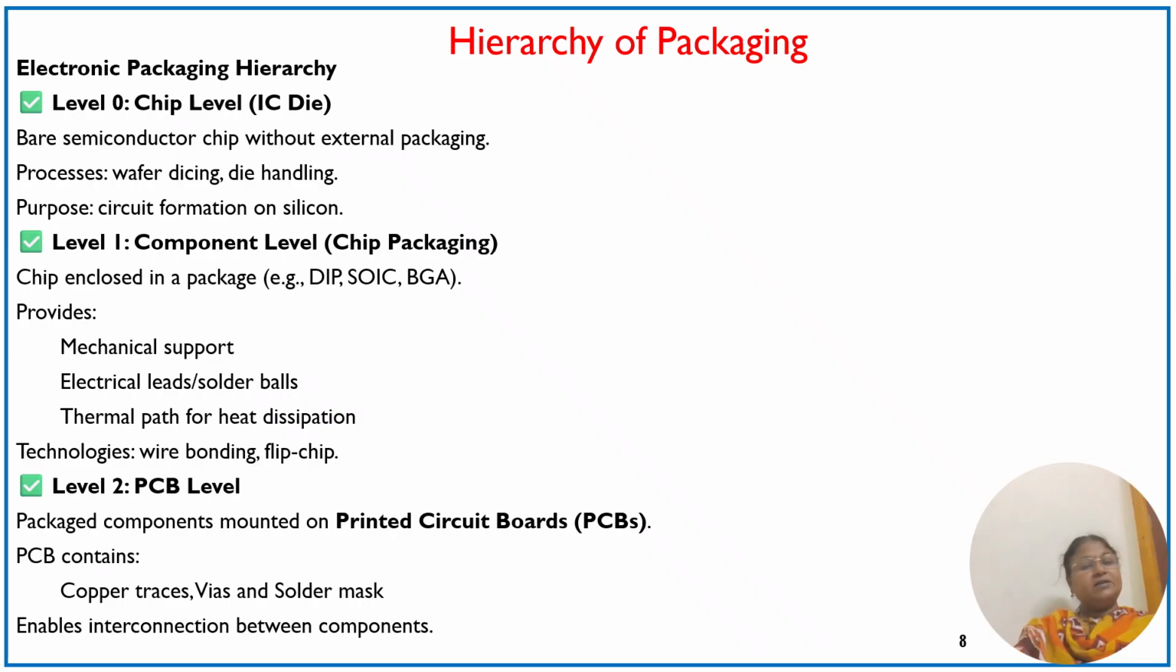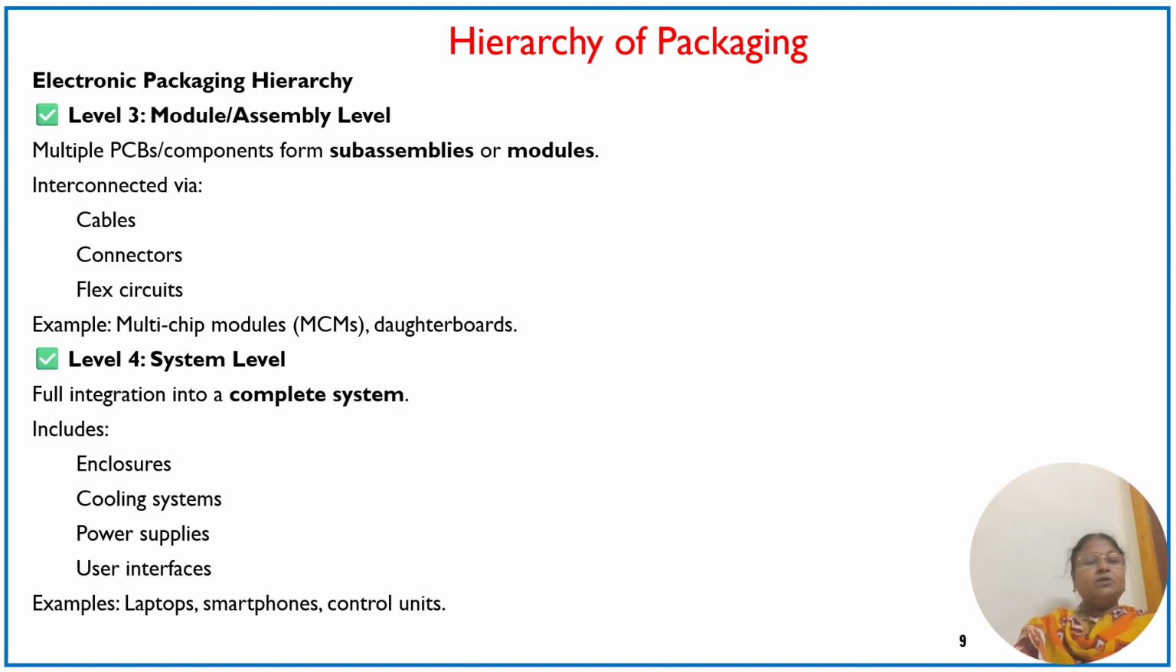Level 0 is already the semiconductor IC, the wafer preparation. Level 1 is the chip, and level 2 is going to be the PCB level. Coming to the module assembly, we can see the MCM, and the system level is going to be the final one, with enclosures, cooling system, power supply, interfaces, everything. That is your laptop and smartphones.